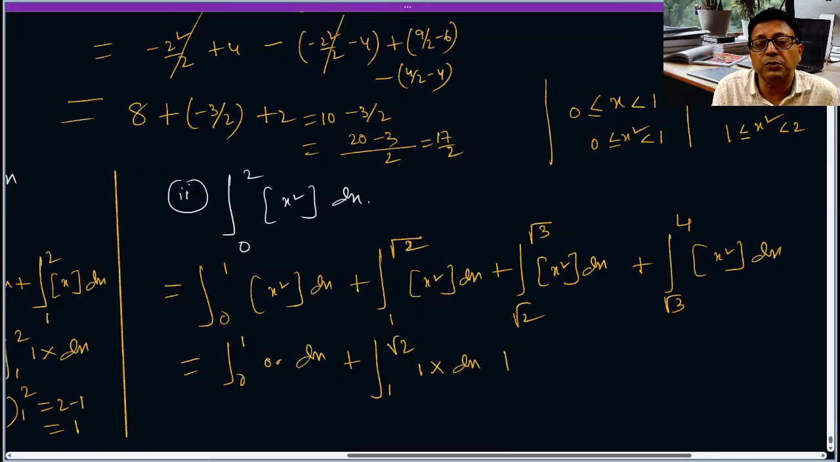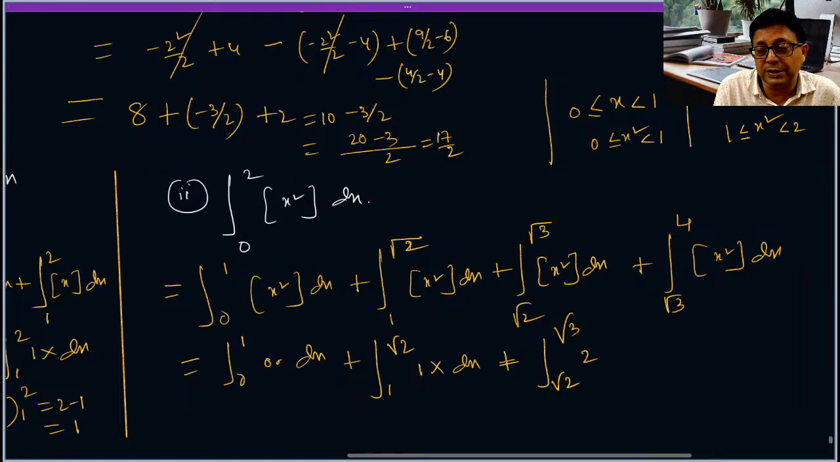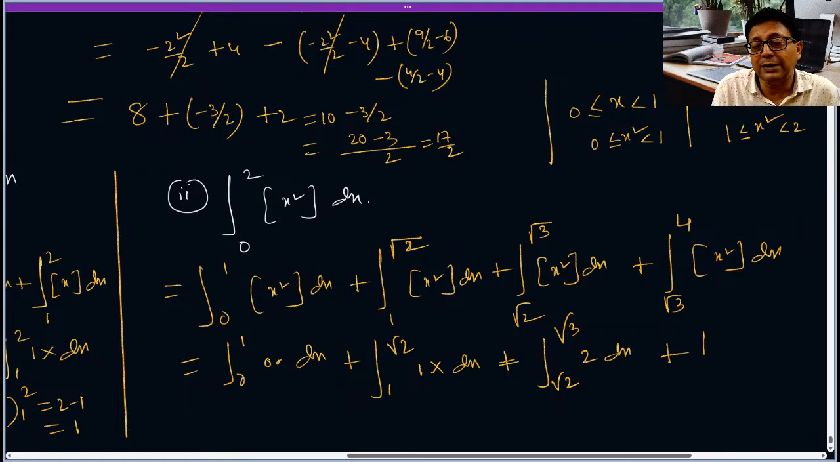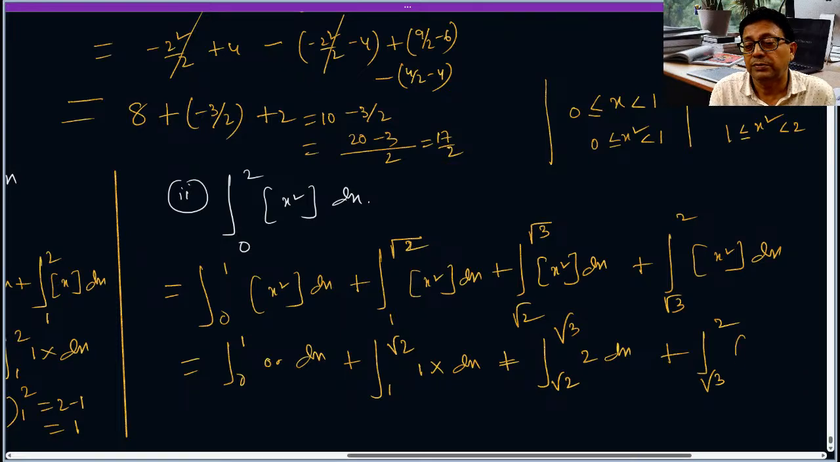And the next one, root 2 to root 3. This will be the maximum integer, x square is 2, so it will be 2 dx. And here it is root 3 to 4, no, it will be root 3 to 2, sorry. That is what I was saying. Yes, root 3 to 2. X square dx.